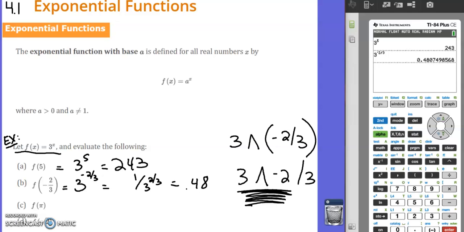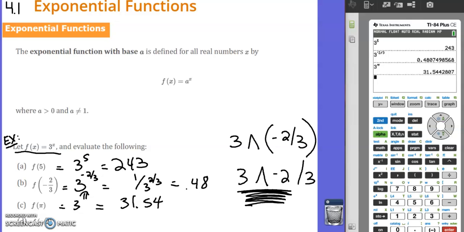And then again here, f of pi, so this would be 3 to the pi power. You would just type that in. So again, make sure you know how to do this on your calculator, and make sure you know where the pi is on your calculator. And remember, don't round until the very end. Never round within a problem.